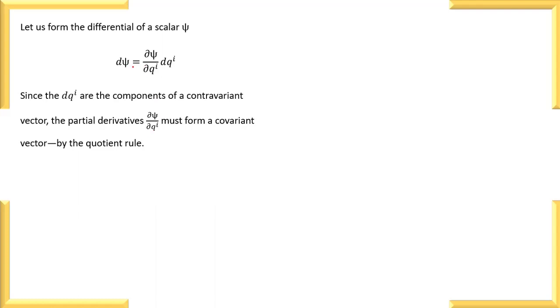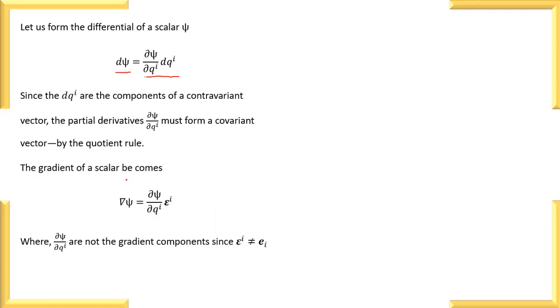covariant vector. We know that when we take psi, a scalar function which is being differentiated, here we have a combination. Both of these are dummy indices. So d psi can be represented as a sum of three or more terms. If it is three dimensional, it will come in the form psi 1 dq 1, psi 2 dq 2, psi 3 dq 3. So this is actually a form of a vector. And when we differentiate a scalar, what we get is a vector. So if this is a vector, then dou psi by dou qi must form the covariant basis vector, using the quotient rule. Since this is contravariant, this must be covariant.